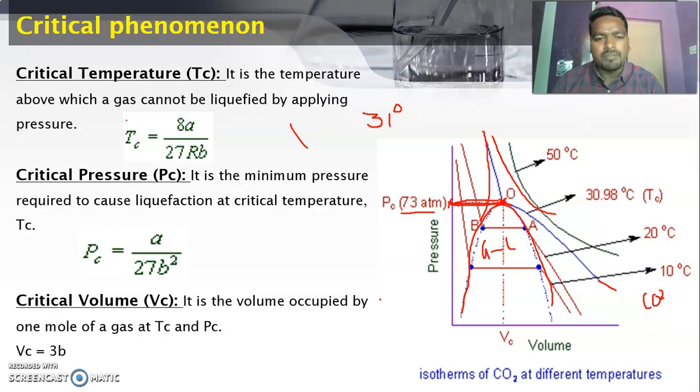Then critical volume. Critical volume is nothing but the volume occupied at critical temperature and pressure. Usually the critical volume of carbon dioxide is around 75 meter cube per kg. That is, 1 kg of gas can occupy more than 70 liters at the critical temperature of 31 degrees and 73 atmospheric pressure. So these are called critical constants.